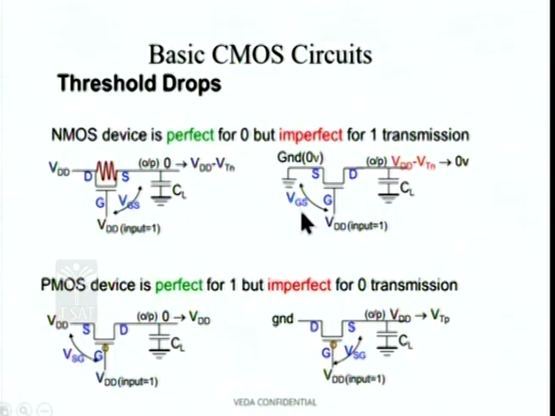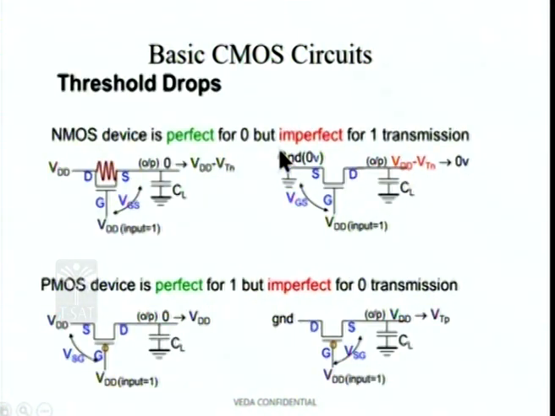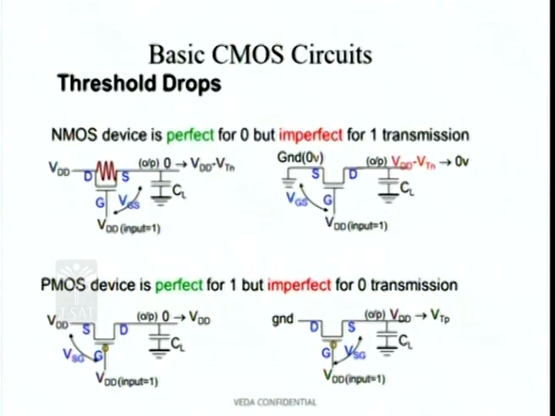Moving on, let us look at the concept of transmission of a perfect 1 and a perfect 0. What is meant by perfect 1 and perfect 0? We saw yesterday that when the gate voltage is at Vg minus Vt, then the channel gets formed in a device and the device starts conducting. However, if the voltage is less than Vt, the device will not conduct.